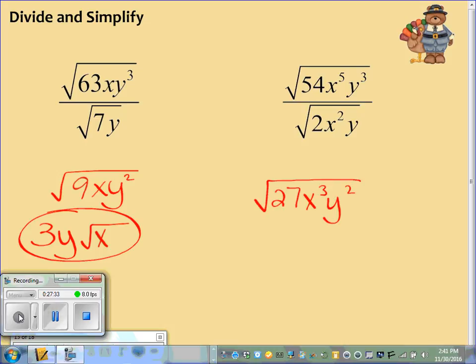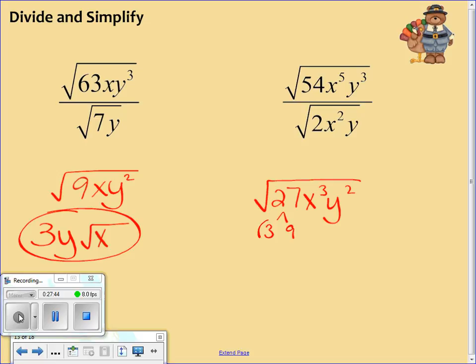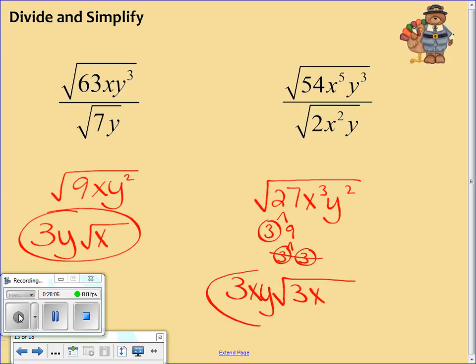All right, so hopefully you divided first. We got 27 x cubed y squared. So what's the square root of 27? It's not pretty, so we do our factor tree. Since we're talking about square roots, I only want groups of 2. So 3 on the outside, 3 on the inside. X cubed: 1 out, 1 in, and just 1 y on the outside. So not too bad. It's the same idea.